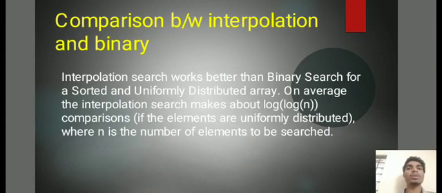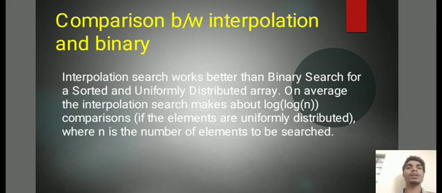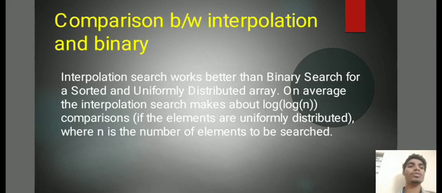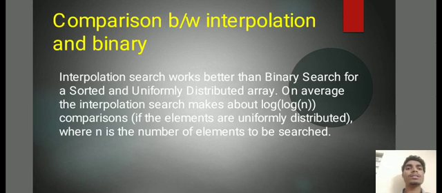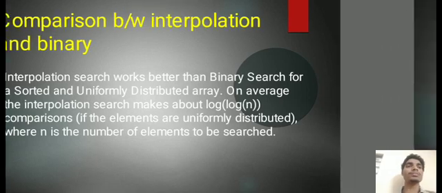Comparison between interpolation and binary search. Interpolation search works better than binary search for a sorted and uniformly distributed array. On average, the interpolation search makes about log of log n comparisons if the elements are uniformly distributed, where n is the number of elements to be searched.